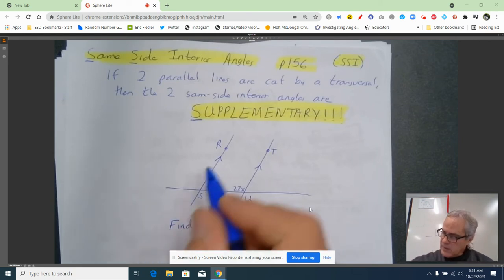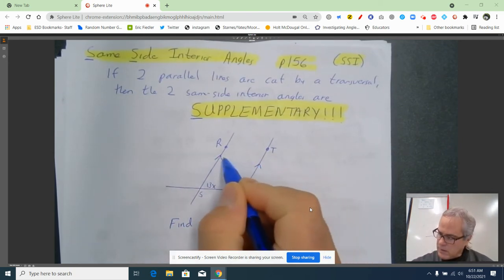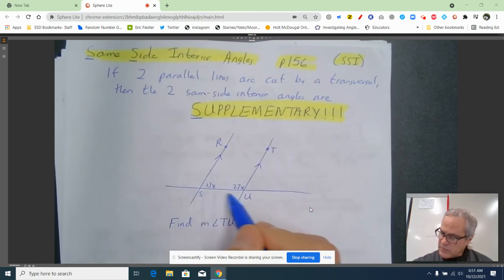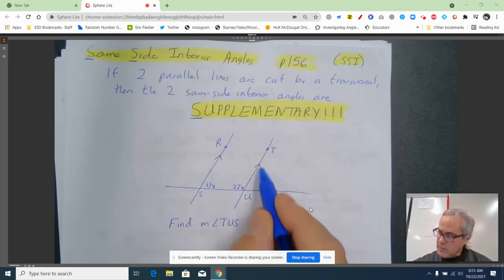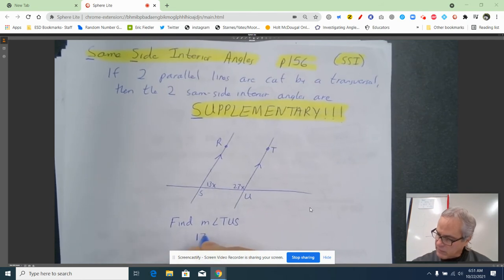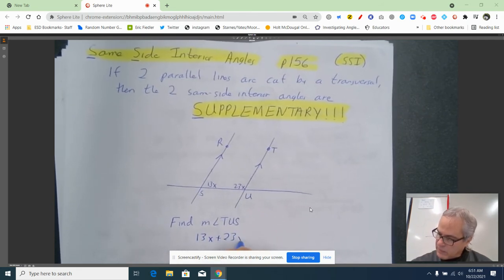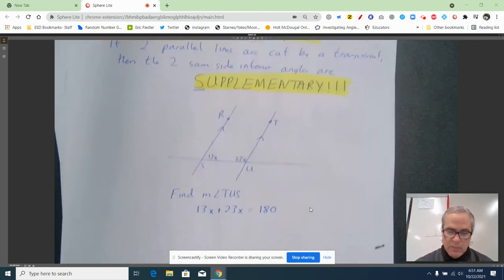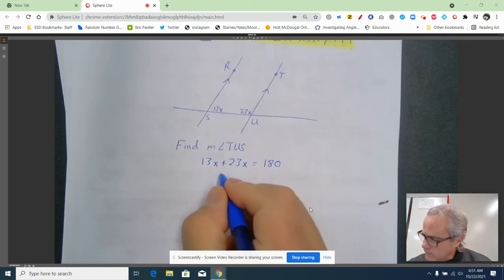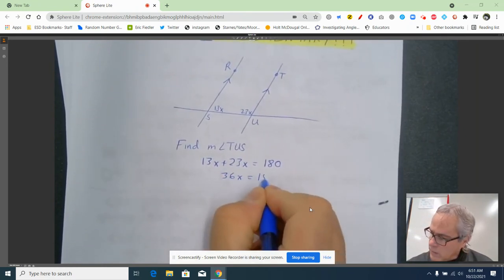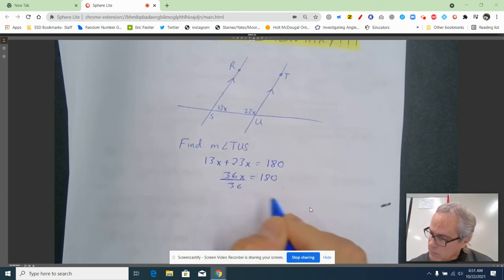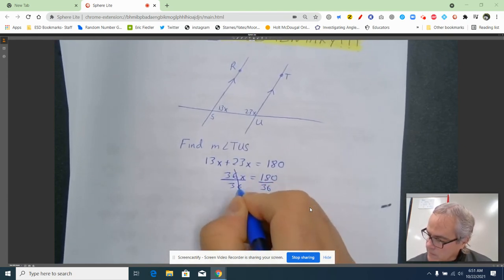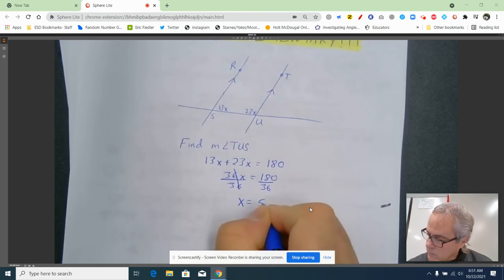So I look at the picture. Here's that critical marking of those lines being parallel. This is our transversal. They're on the same side of the transversal and they're both in the interior. It says find the measure of angle TUS. Let's find x first. The first thing I'm going to do is 13x plus 23x is equal to 180, because supplementary means that they add up to 180 degrees. 36x equals 180. Divide both sides by 36. I get x is equal to 5.